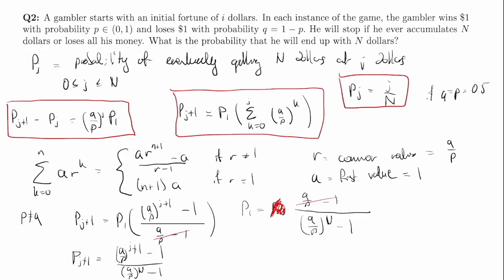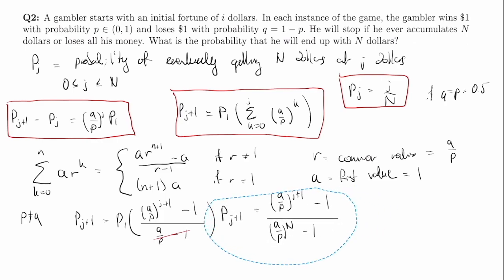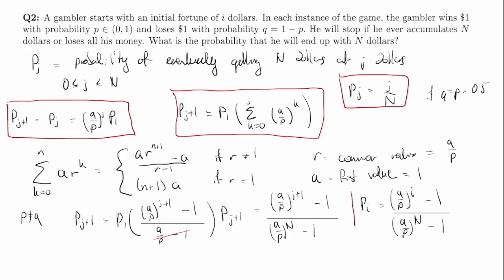This is very ugly right now, so let me rewrite it here. P of j plus 1 is equal to (q/p)^(j+1) minus 1 over (q/p)^n minus 1. And so moving this over for a bit more space, all we have to do is plug in i minus 1 for j, which means that pi is equal to (q/p)^i minus 1 over (q/p)^n minus 1. Okay, so this is our second solution, in the case that q does not equal p.